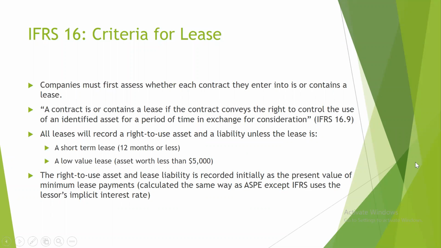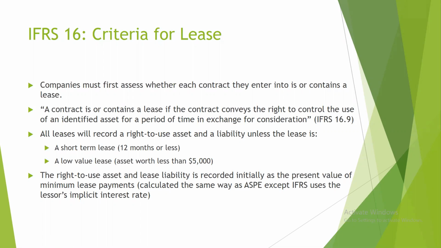So let's go to IFRS now and figure out the criteria for a lease under IFRS. When looking at IFRS 16, companies must first assess whether each contract they enter into actually contains a lease. So you just have to step back and make sure that it is a lease contract or it contains a lease. That means it conveys the right to control the use of the asset for a period of time in exchange for money, so consideration.